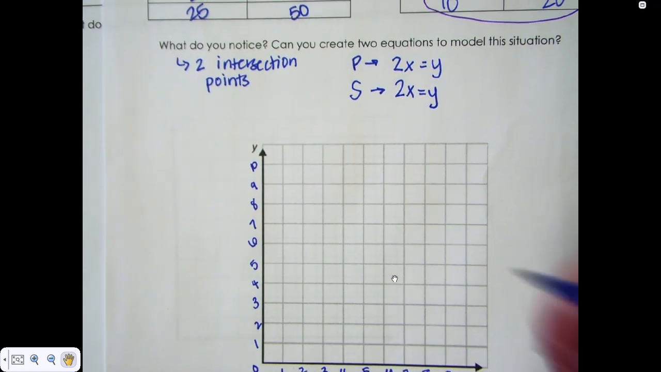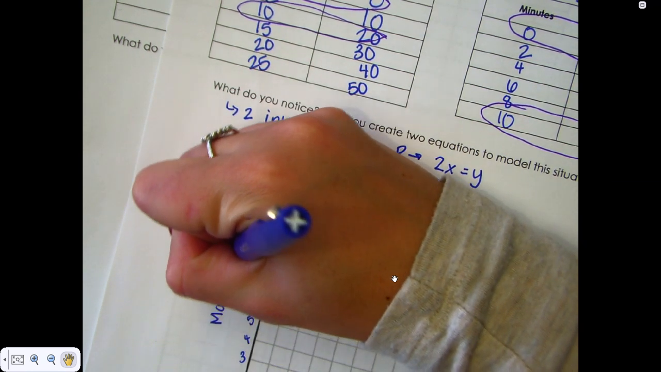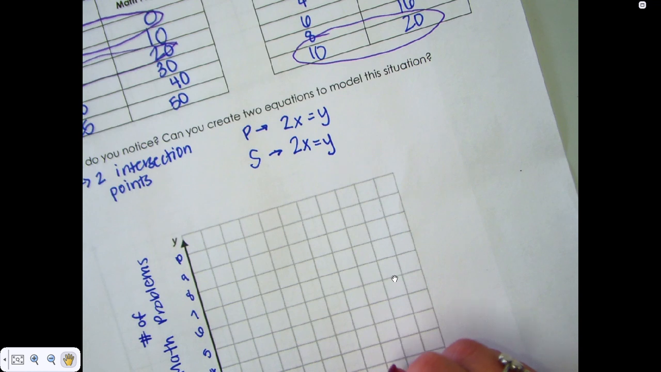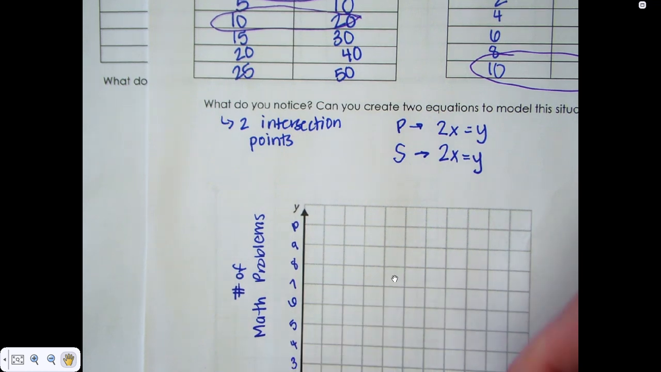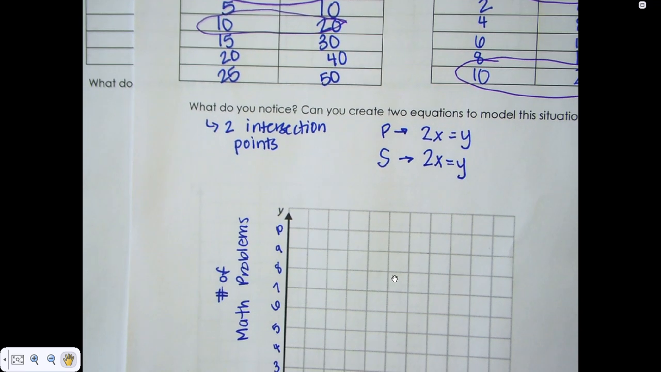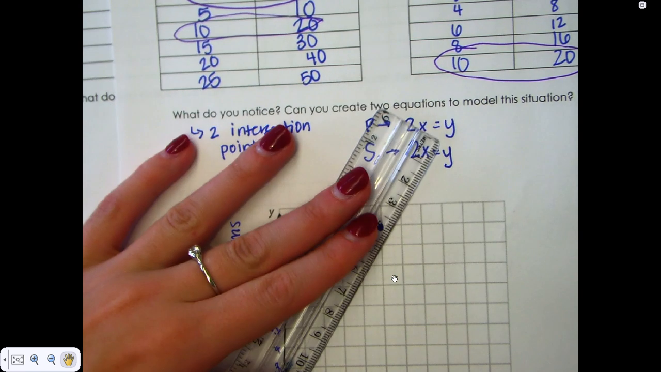So math problems are going to be here, number of math problems. And minutes are going to be down here. All right, so Miss Peterson has 0, 0, and then I can plot the point 10. Oh, I can't even plot the point 10, 20, so that's going to be kind of hard. I can plot the point 5, 10, though, which is going to be here. So it looks like I can do this.